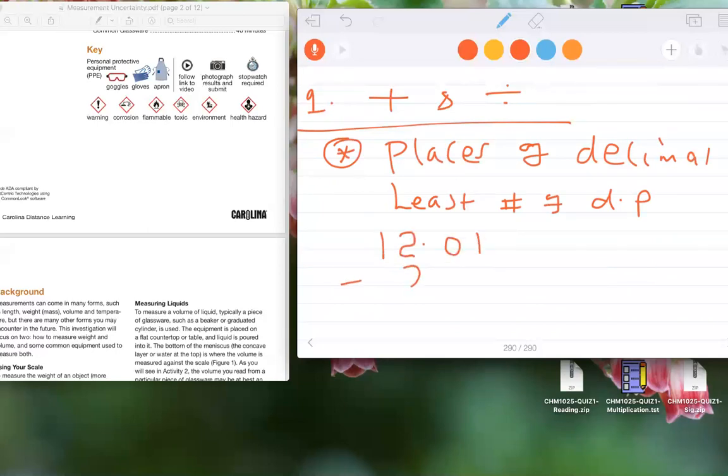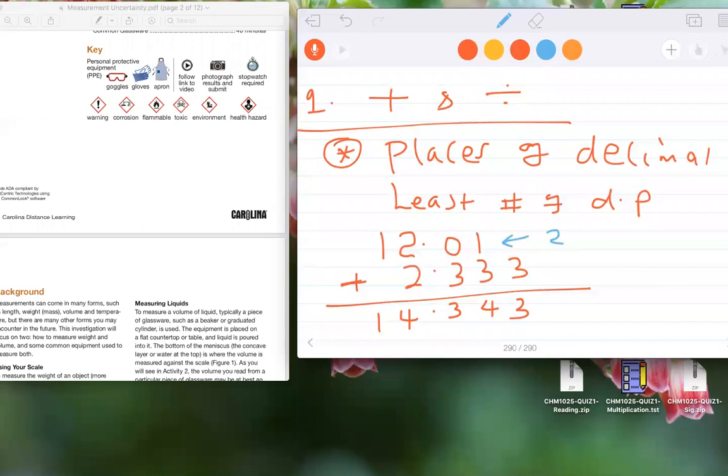For example, 12.01 plus 2.333. If I'm adding these two, your calculator will give you 14.343. This is more than what you need for your final answer. The first one has two places of decimal, not two significant figures. This has three decimal places, and the final answer should have two places of decimal. And remember the rounding off concept.